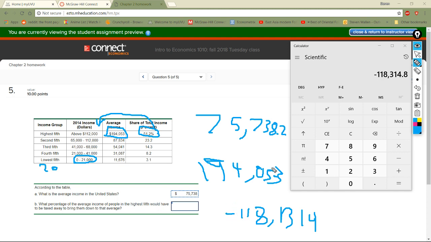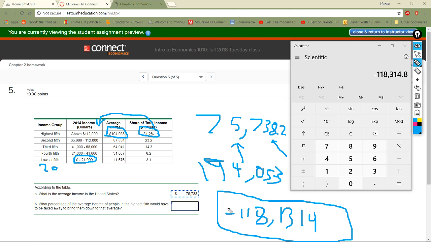That's what I have to take away to get this number to that number. So right here is what I'd have to take away. If I take 194,053 and I take away this amount, I end up with that. Okay? And it wants it in a percentage. So what percentage of the average income of people in the highest fifth would have to be taxed away to bring them down to that average?